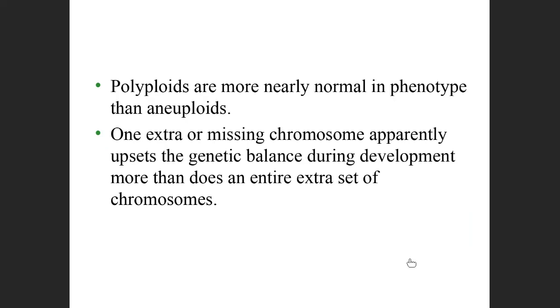But in those organisms that do survive or are naturally polyploid, their phenotype is basically normal. If you have just one extra chromosome or you're missing a chromosome, you're usually not normal, and you can see that. So one extra or missing chromosome upsets the genetic balance during development, and so it produces more severe consequences. If you have extra whole sets of chromosomes, again, depending on the organism, that may work out just fine.